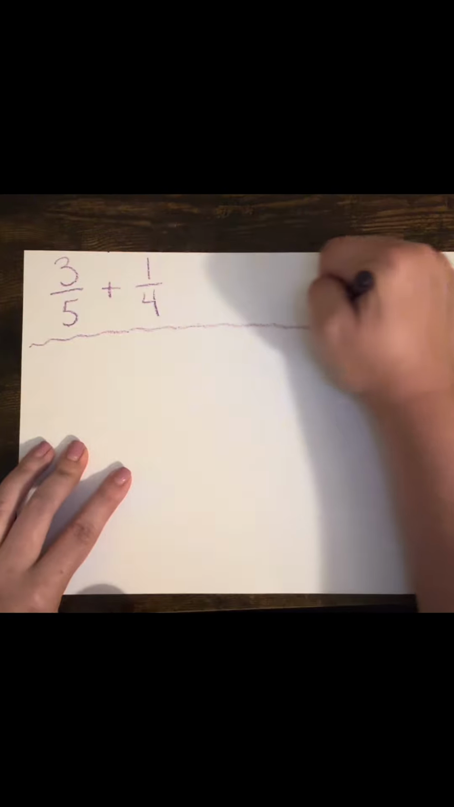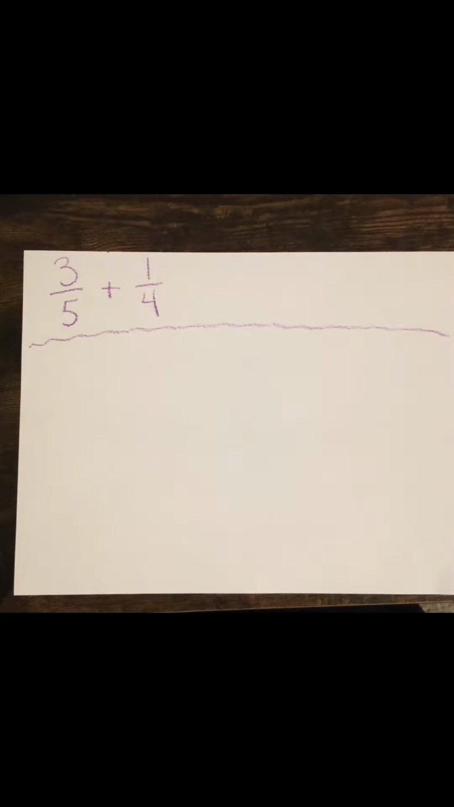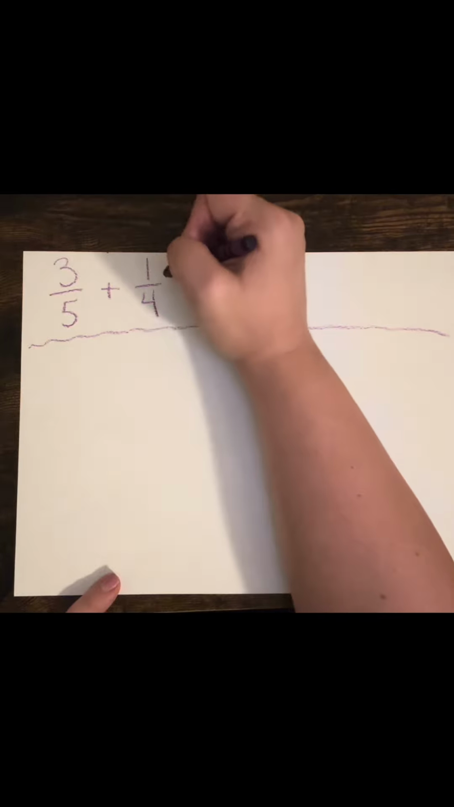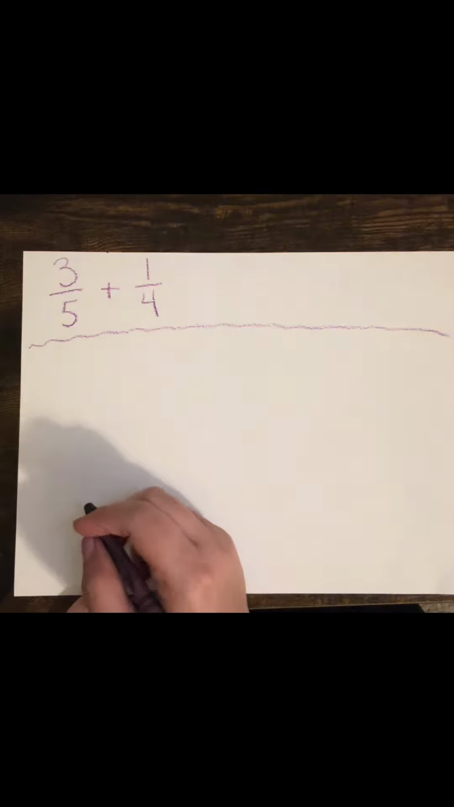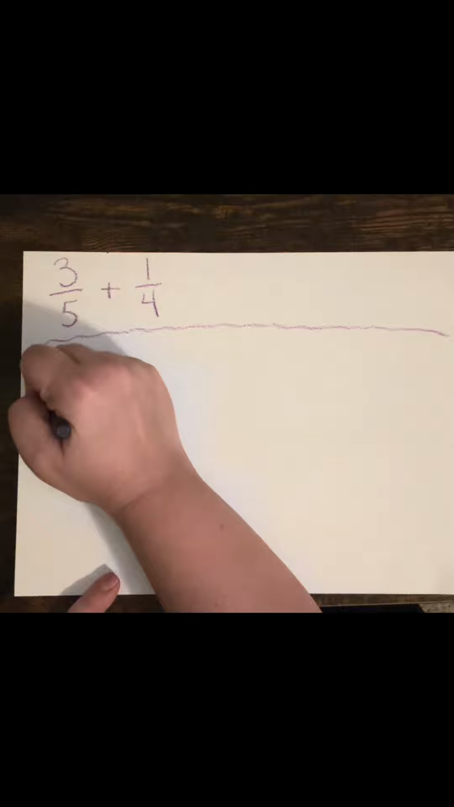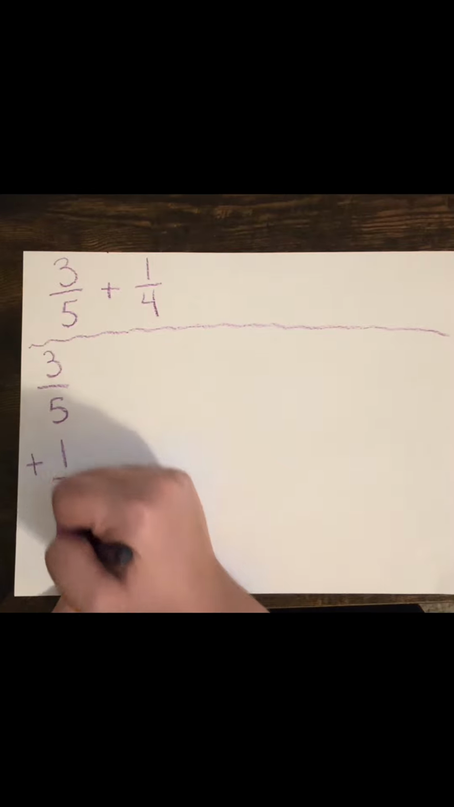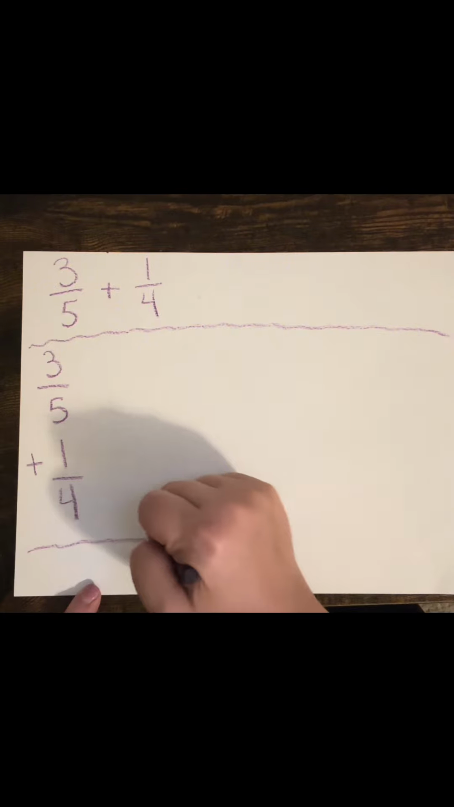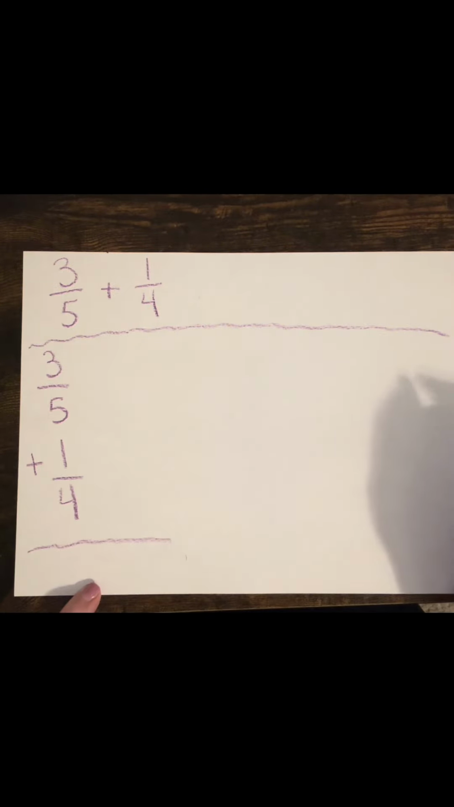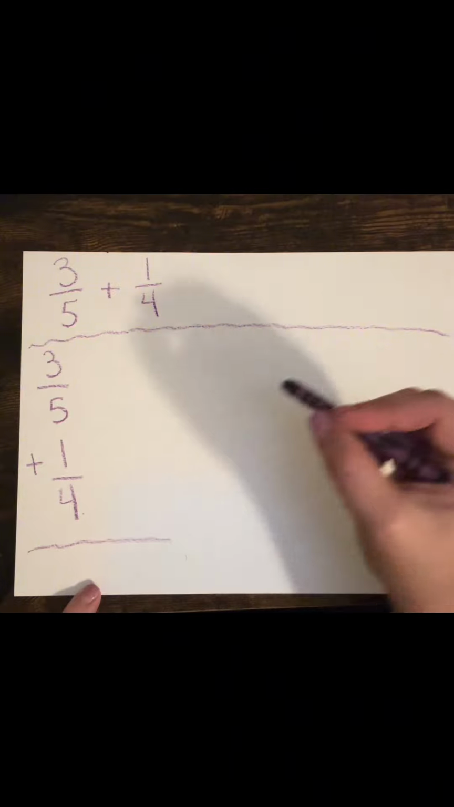So draw a nice little line right here. And notice that the problem has different denominators. So let's line up the fractions vertically, going up and down. So we're going to have 3/5 plus 1/4. We're going to set them up vertically just like we did with our problem yesterday. So notice that they have different denominators. They have a 5 and a 4. We cannot add these fractions until we get a common denominator.